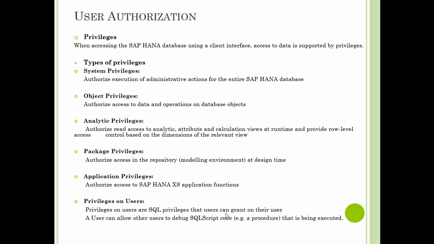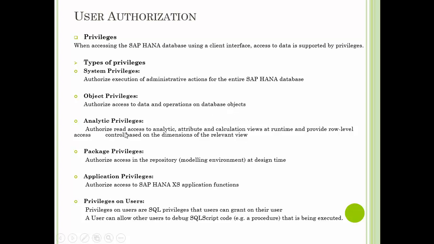So what are privileges? When accessing the SAP HANA database using a client interface, access to database data is supported by a set of privileges, which are predefined. These privileges are system privileges, which authorize execution of administration activities for the entire HANA database. And next is object privileges, which authorize access to data and operations on database objects in the repository.